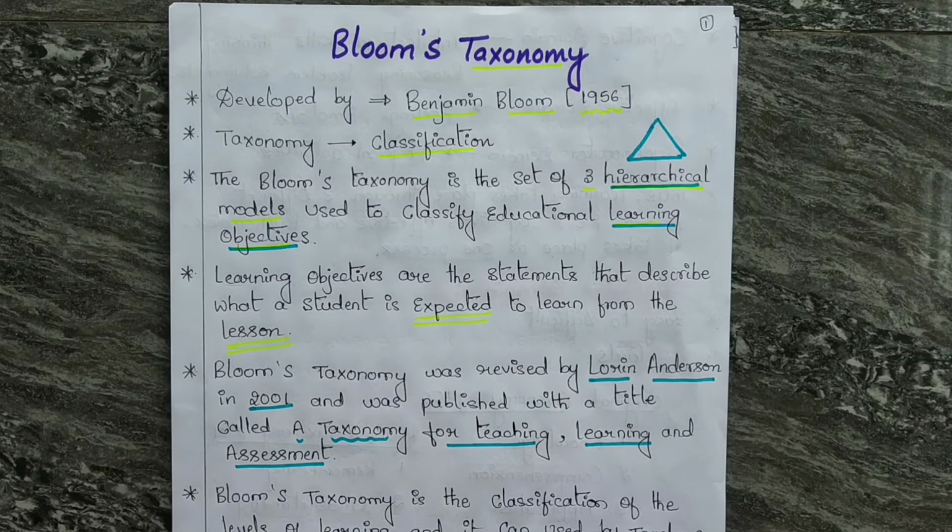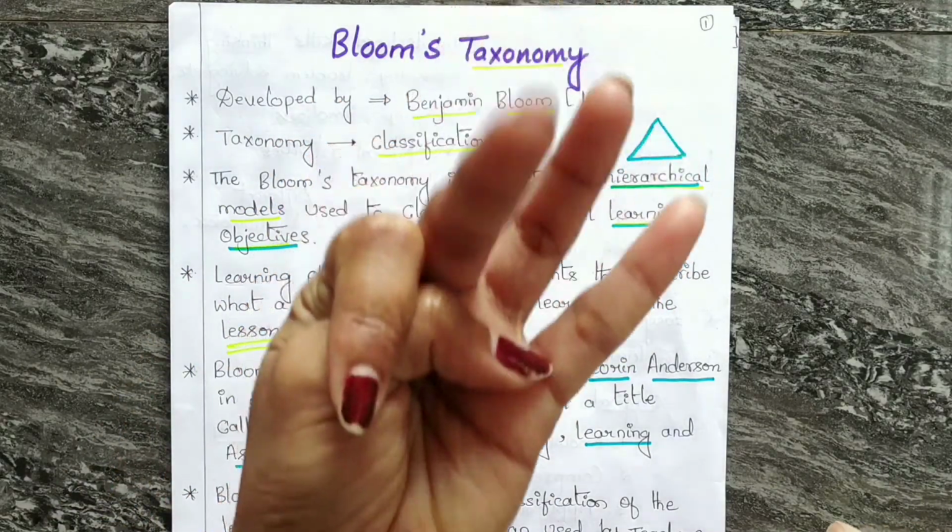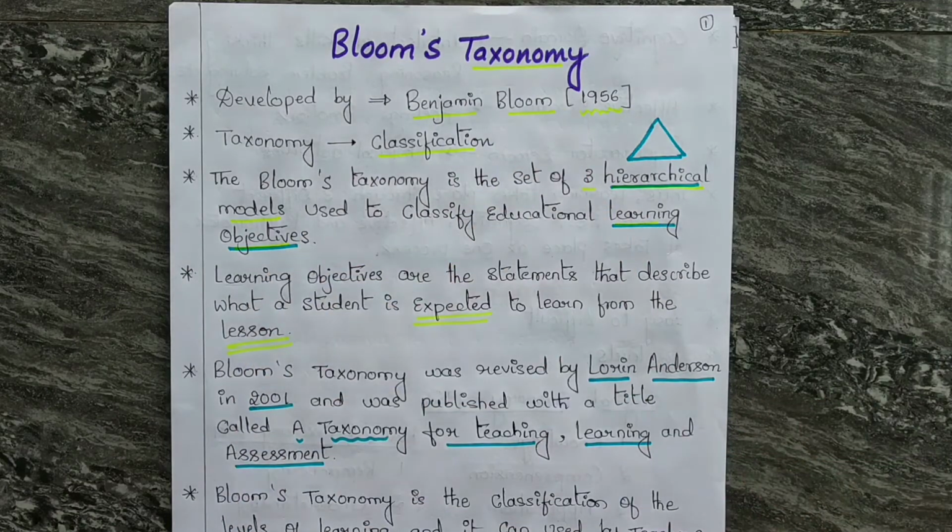Bloom's taxonomy gave 3 levels of domains: the cognitive domain, then the affective domain, and third, the psychomotor domain. We discussed the cognitive domain, which is a knowledge-based domain, related to the head, the brain. That means it is related to the mental ability development of a learner.